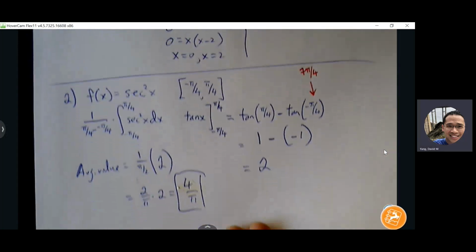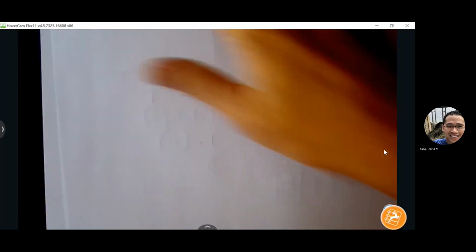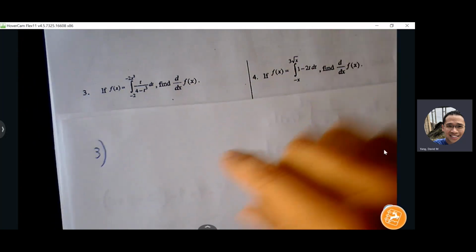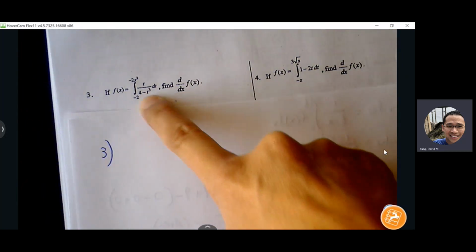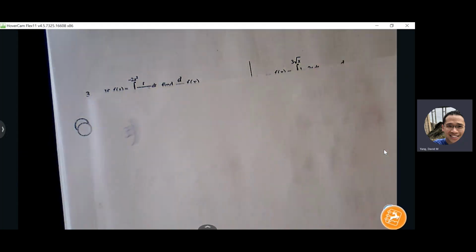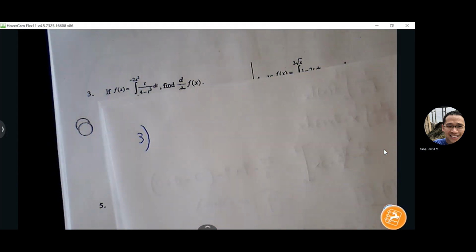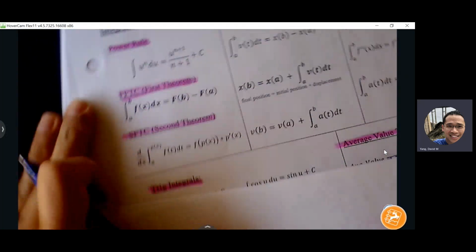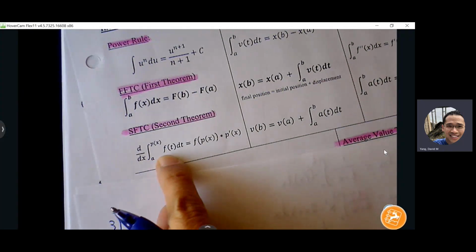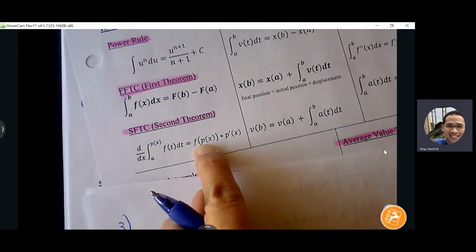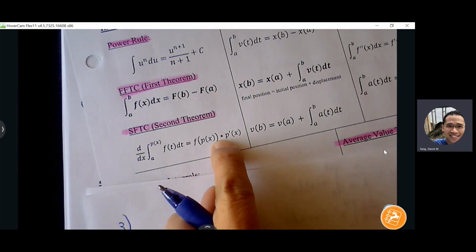All right, number 3. Three says, find the derivative of this integral. So we have the second theorem that's available to us. The second theorem says, if I were to pair a derivative and integral together on top of the same function, I just plug the upper bound into the function and multiply it by the upper bound's derivative.